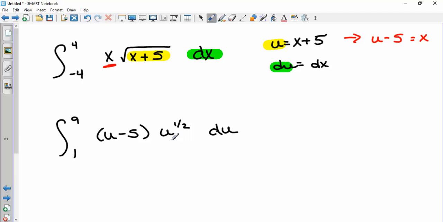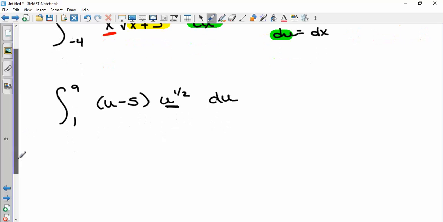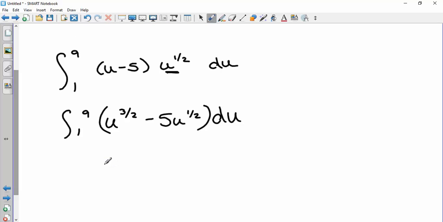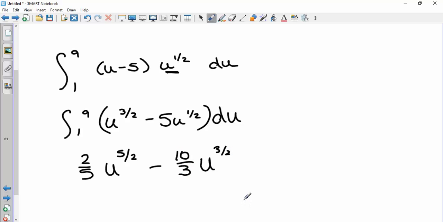So this is much better because now the thing with the power is just a single term, so we can distribute. So that's u to the 3/2 minus 5u to the 1/2. So if I add my 1 to the power, put the reciprocal in front, we're evaluating from 1 to 9.